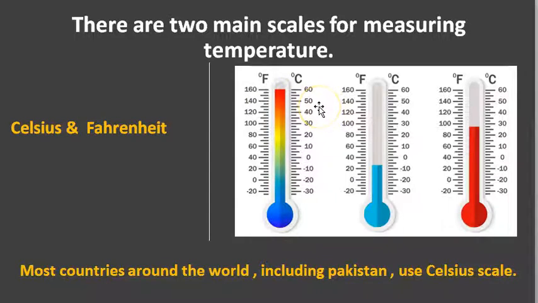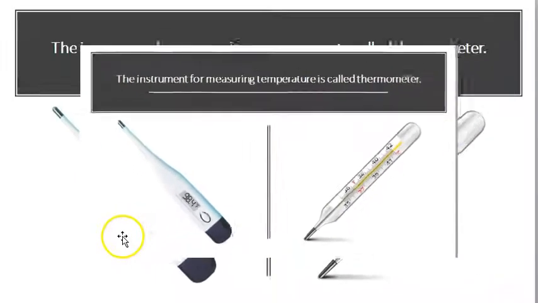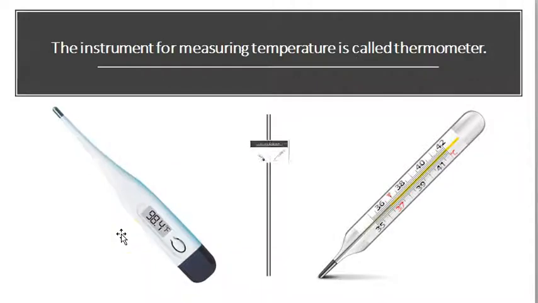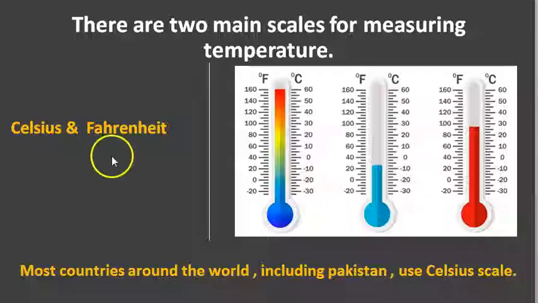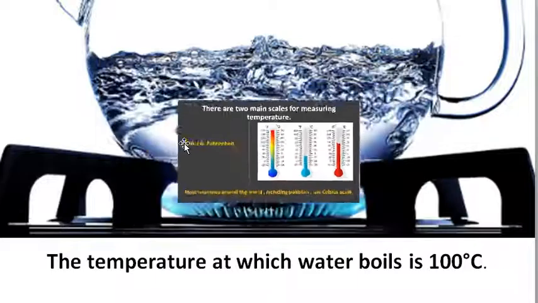So my dear students, this is a thermometer, and a thermometer is used to find out the temperature of anything. There are two main scales, Celsius C and Fahrenheit F. This small sign is called degree. Most countries, including Pakistan, use the Celsius scale. Clear?